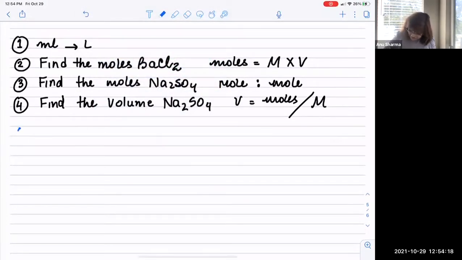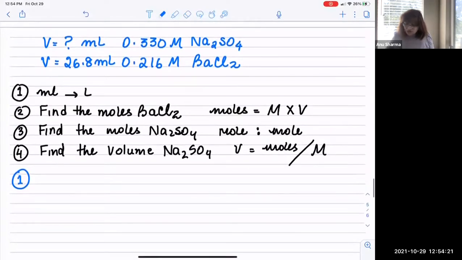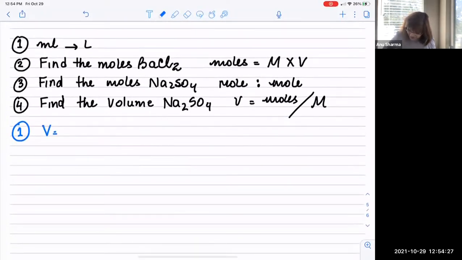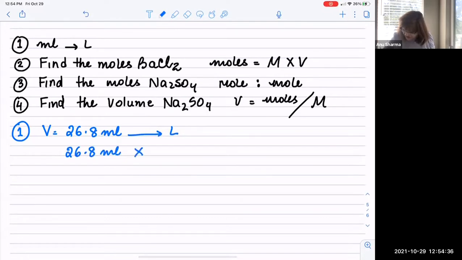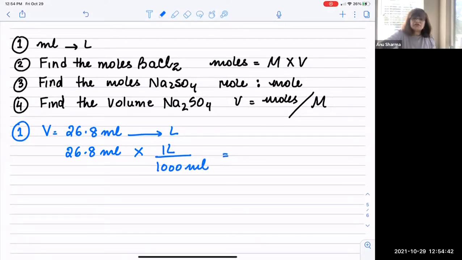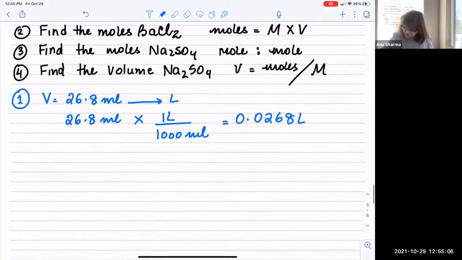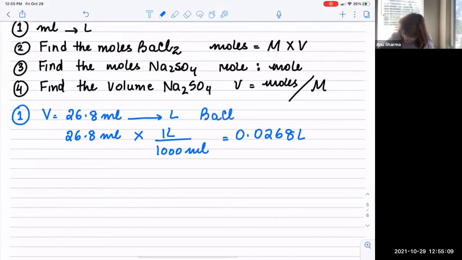Let's do the first step. Sorry about that white noise at the back. The volume is 26.8 milliliters. We convert that to liters: 26.8 milliliters times 1 liter over 1000 milliliters, and you get 0.0268 liters. This is the liters of BaCl2 solution. Always note in what context.